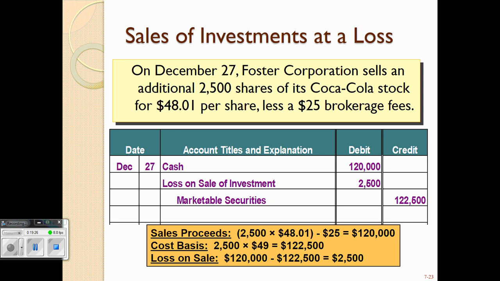And finally, if I had a loss, if I sold it for $48.01, notice I sold 2,500 shares at $48.01 minus $25 in brokerage fees means I collected $120,000 in cash. However, I have to get it off of my balance sheet, those marketable securities at $122.5. Well, how did I get that? 2,500 times 49. The difference between those two is $2,500. That's a loss on sale of investment. And yes, that would probably be deductible for tax purposes, which is why it's a debit, because what does that do? It reduces owner's equity. That concludes the lecture for the first part of Chapter 7.